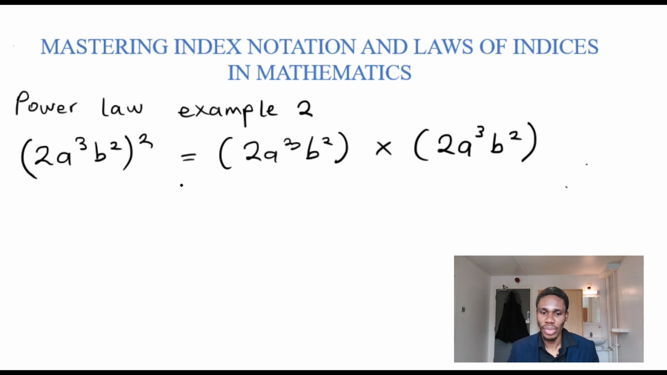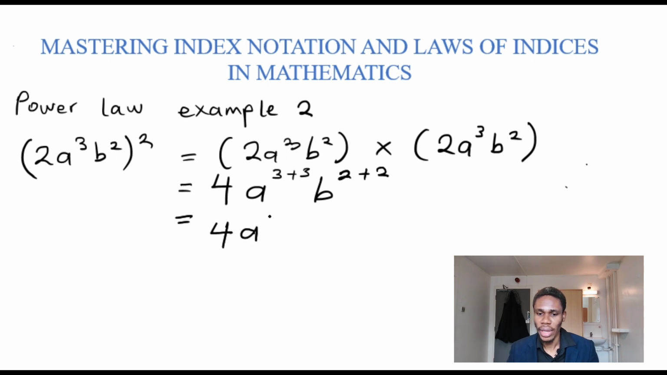2 multiplies 2 gives us 4. A cubed times a cubed, same base, add their exponents since they are multiplying: 3 plus 3. B squared times b squared, same base, multiplying, add the exponents: 2 plus 2. This gives us 4a to the power 6, b to the power 4. And that's our final answer.